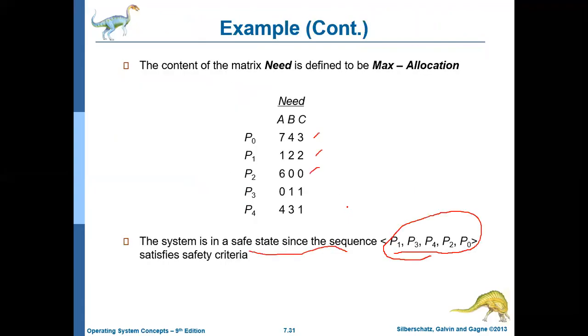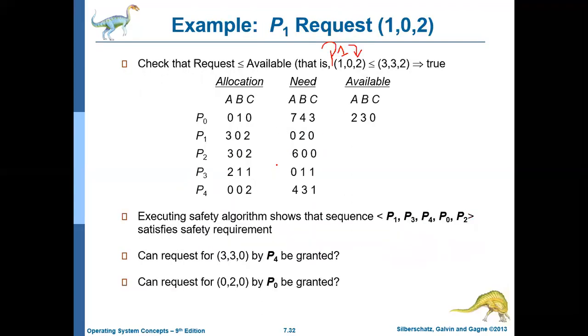So the need of P1 is what? 122. Need of P1 is 122, and it is requesting 102. So is 102 less than or equal to 122? That's what you have to check first. Need. Okay.